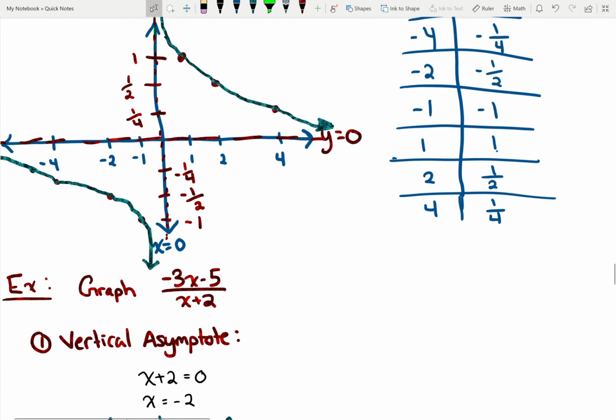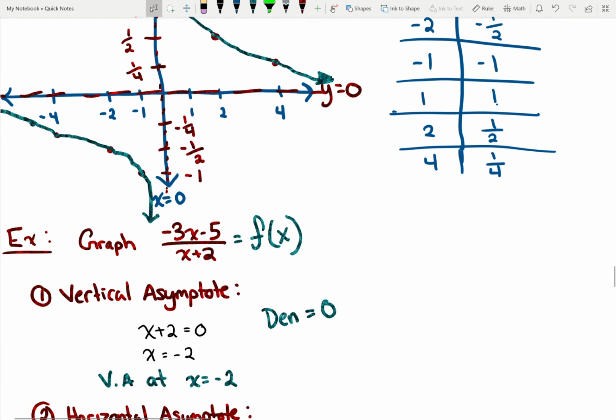Let's look at this guy. Here's the graph. Well, our goal is to graph this function: f of x equals minus 3x minus 5 divided by x plus 2. Again, our first goal here is to find the vertical asymptote. To find the vertical asymptote, I set my denominator equal to 0. So I have x plus 2 equals 0. Solve for x, I get x equals minus 2.